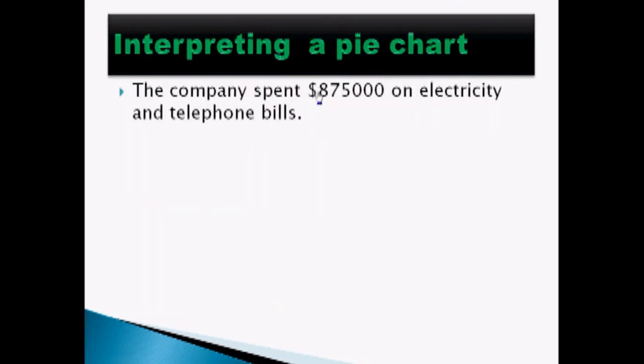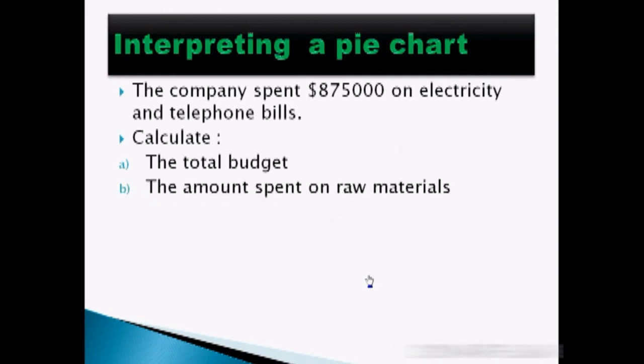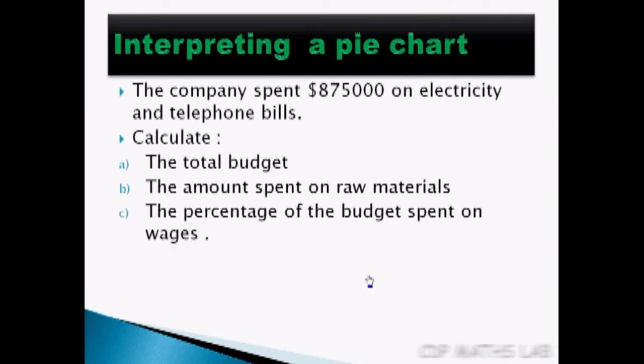The company spent $875,000 on electricity and telephone bills. Calculate A, the total budget, B, the amount spent on raw materials, C, the percentage of the budget spent on wages. So I'm going to ask you now to pause the video and try to do these three questions.